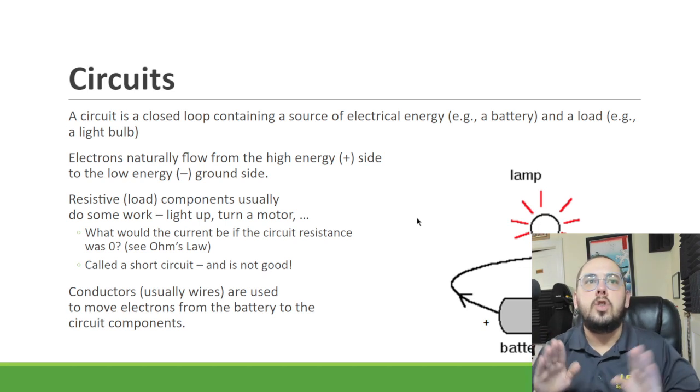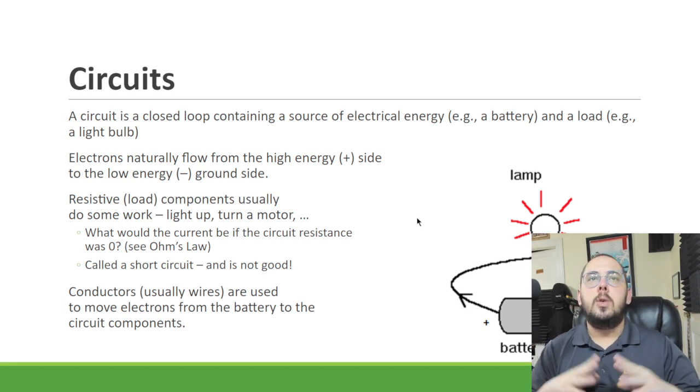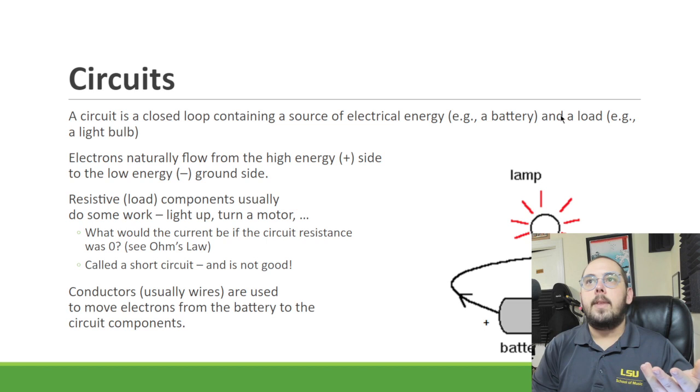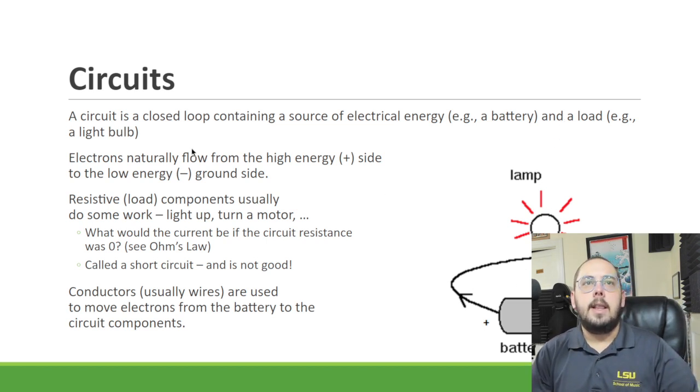Okay, circuits. I said before that a circuit is just a closed loop containing a source of electrical energy and a load. In this case, we have the lamp and the battery. Electrons will normally flow from the high energy side through the circuit down to the low energy side, and they repeat that over and over again. Sometimes you'll see a little diagram like this indicating that directional movement. You don't always see it, but if you do, that's what that little thing is.